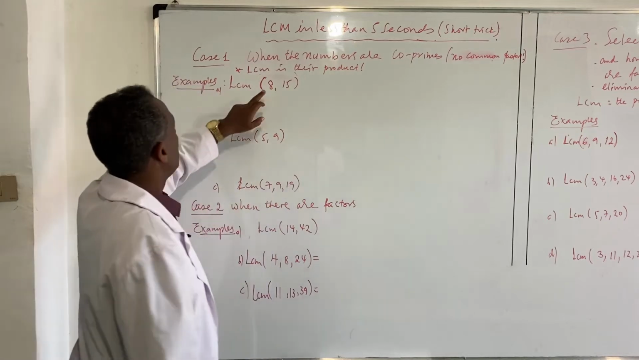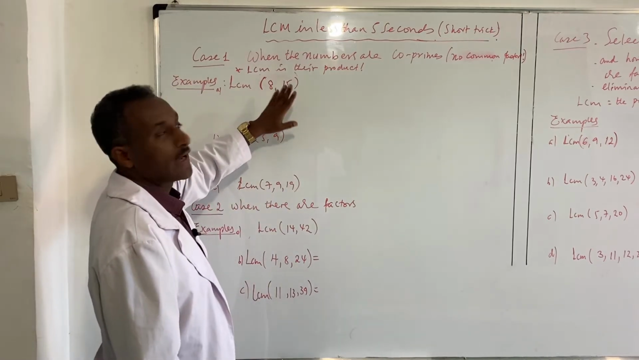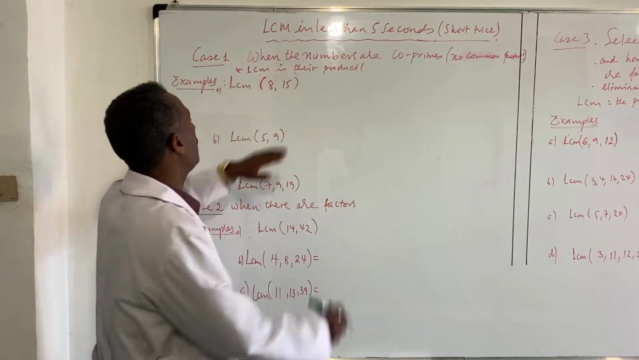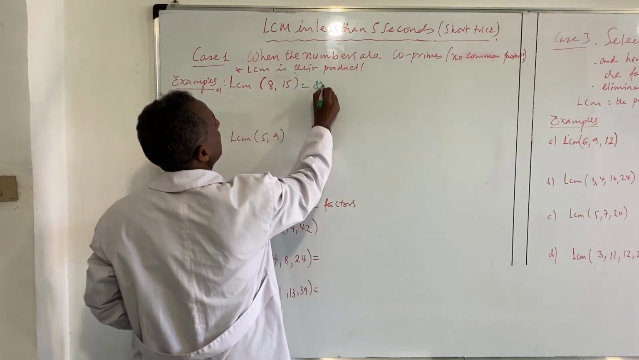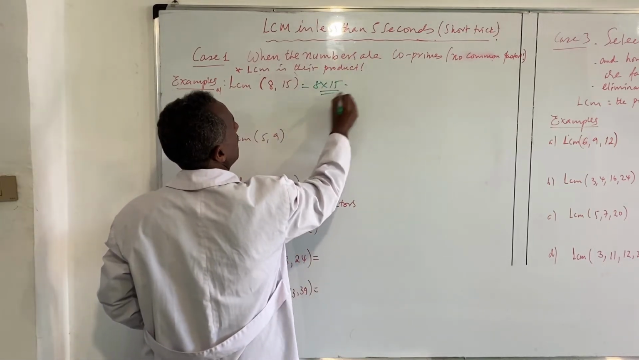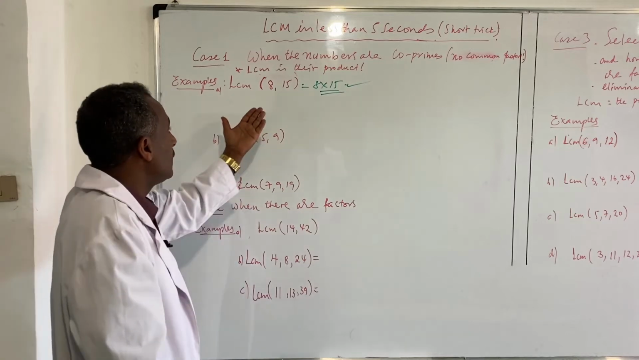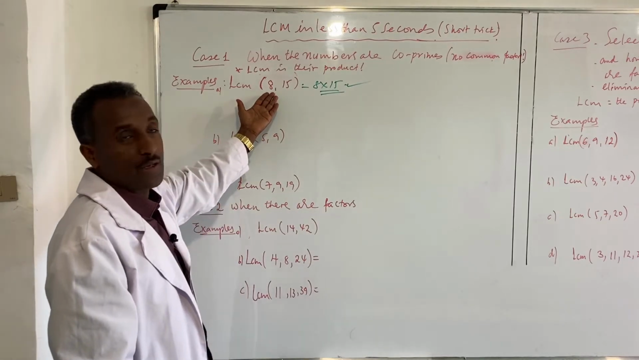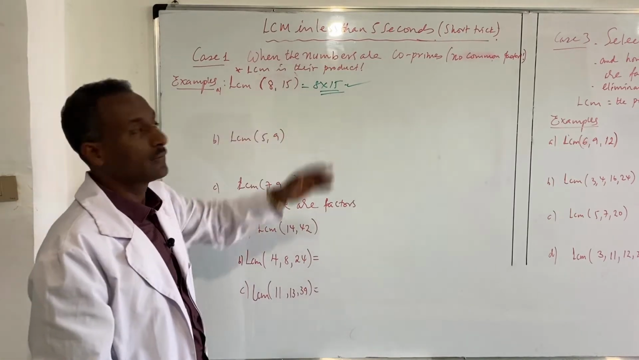For example, 8 and 15 are relatively prime. They have no common factor. So LCM is simply 8 times 15. This is their LCM. So you can see simply by inspection you can answer their LCM is simply their product.